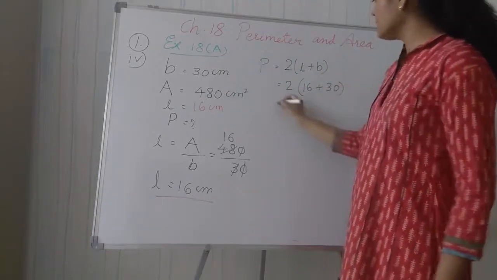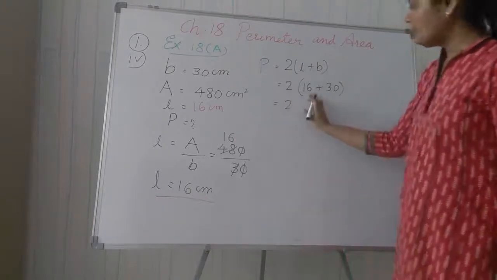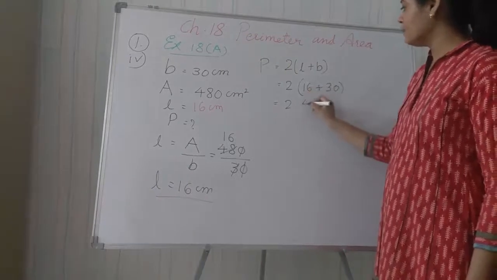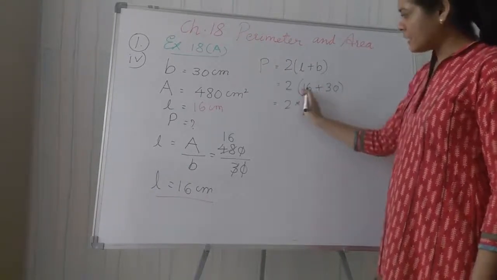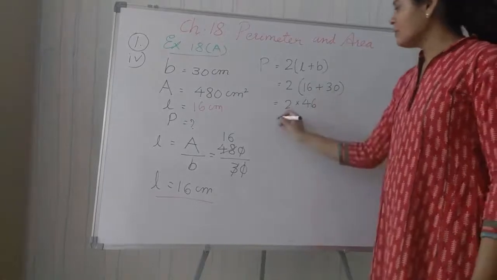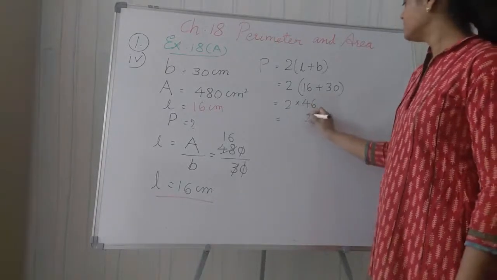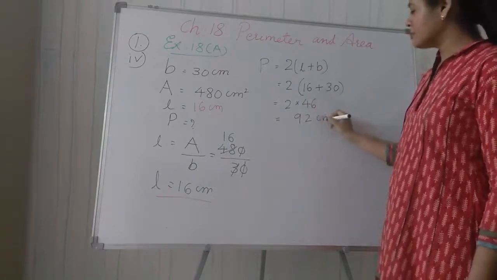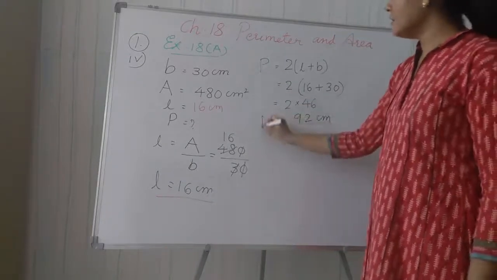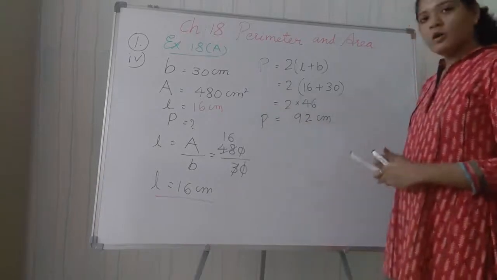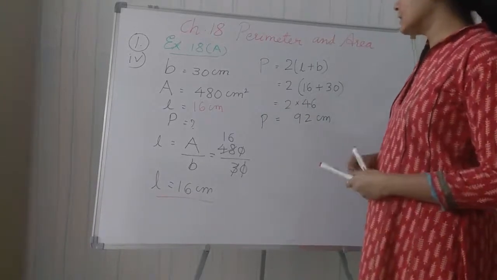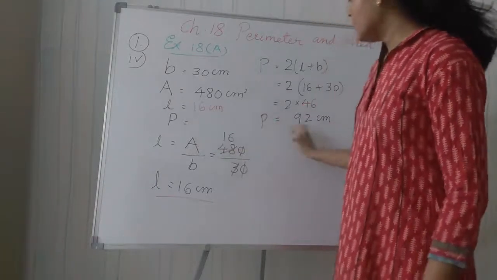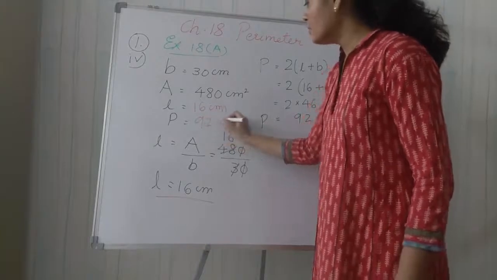So by substituting these values, now we add 16 and 30: 6 and 3 plus 1, 46, and there is a multiplication sign in between. So we multiply it, we get 92 centimeters. See, all the units are in centimeter, so the perimeter is also found in centimeter. So here I get my second answer also, the perimeter, which is missing, that we found as 92 centimeter.